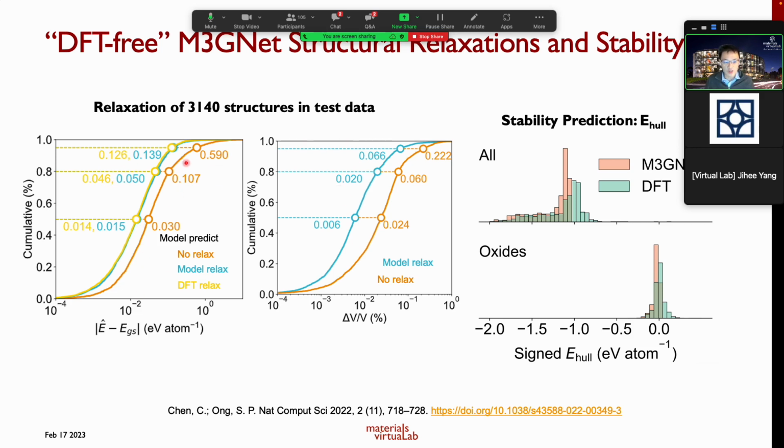In terms of energies, as I mentioned, for most of the structures we actually get energies within about 30 to 40 meV per atom of the ground state. So very, very good, right? And with that, we can actually do stability predictions, right? So we can take the M3GNet predicted energies, do a phase diagram, and then calculate the E above hull. And what we found was that the M3GNet predicted E above hulls and the DFT predicted E above hulls are fairly consistent with one another, okay?